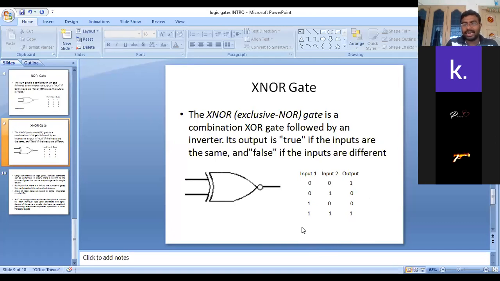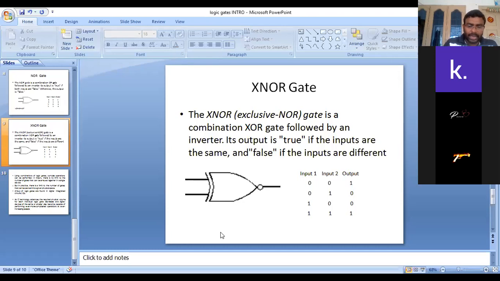Exactly the reverse of the XOR gate's output, and the logical expression for the XNOR gate is y is equal to AB plus A bar B bar. Okay, y is equal to AB plus A bar B bar is the expression for the XNOR gate.